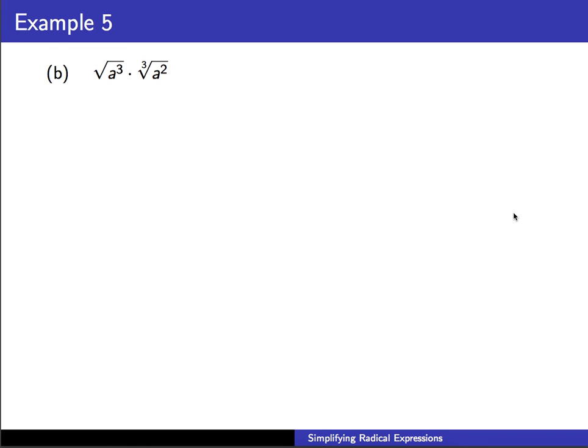Part B, we have the square root of a cubed times the cube root of a squared. That's kind of weird. It's a to the 3 halves power times a to the 2/3 power, and when we add 3 halves and 2/3, we get 13/6. So a to the 13/6 power.